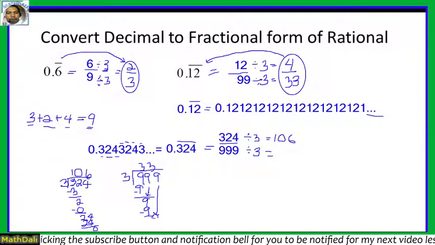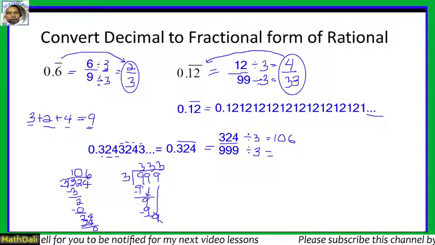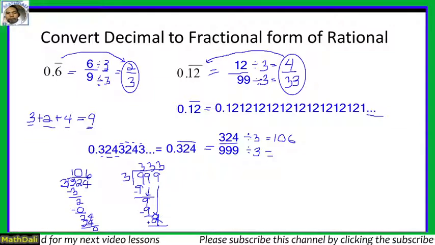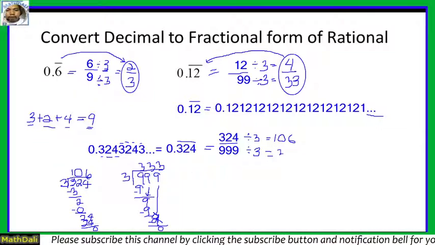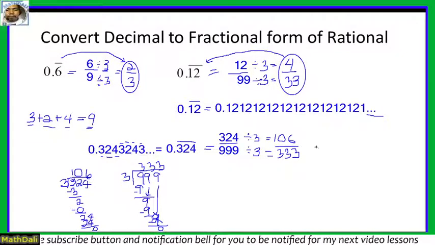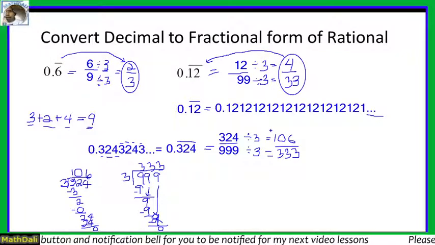So, 9 divide natin sa 3, that is equal to 3. 3 times 3, that is equal to 9. Naku, pasensya na. 9 minus 9, that is 0. Okay, so 333. Okay, so yung sagot natin.